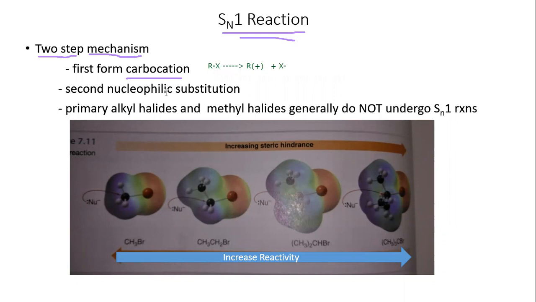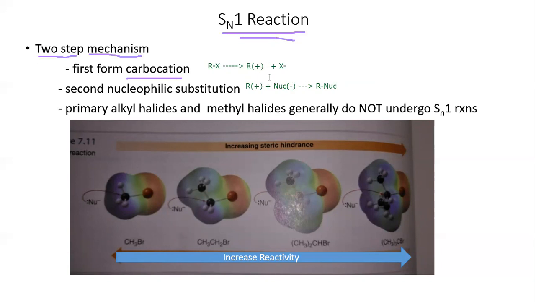The second step, the nucleophile attacks the carbocation. This is why it's called a nucleophilic substitution. You're substituting a better nucleophile for the halide. Now, these are the two steps, the same two steps, regardless of what alkyl halide, regardless of what nucleophile.